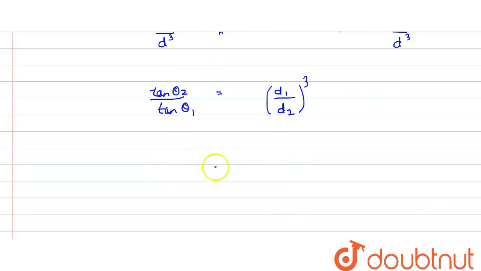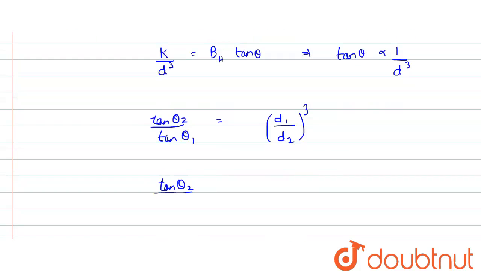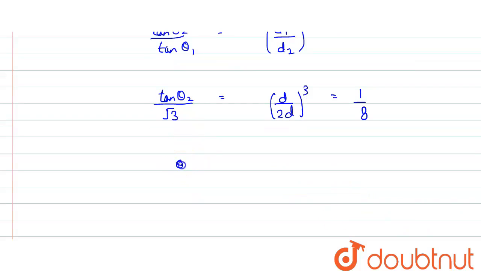Now what would be the value of tan theta 2? Theta 1 is given as 60 degree, so tan 60 would be equal to root 3. Now what is d1? Let's assume d1 is d. What is d2? We are doubling the distance, so it would be 2d to the power of 3, so this would become 1 divided by 8. So from here we get the value of theta 2 as tan inverse of root 3 divided by 8. So this is the value of theta 2.